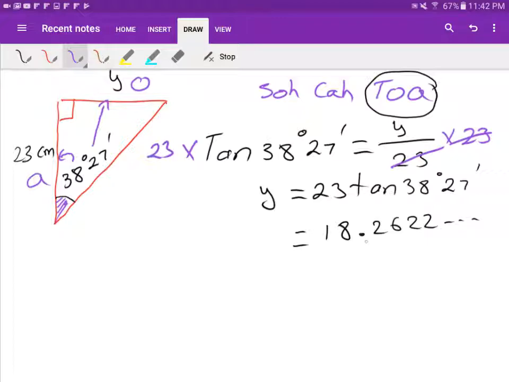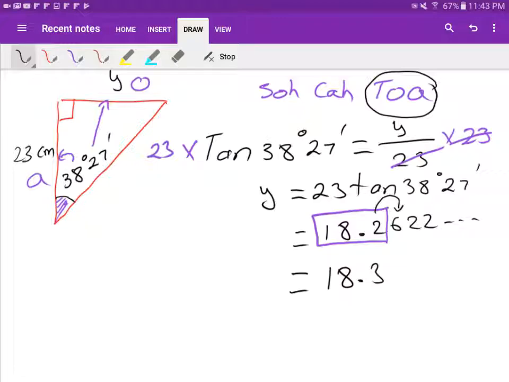So after the decimal point, up to here. Okay, so 18.2. Now before you write 18.2, you need to look at the number after the 2 first. So look at this one, it's 6. So 6 is more than 5. From 5 onward you need to add 1 to it, so your answer should give me 18.3.